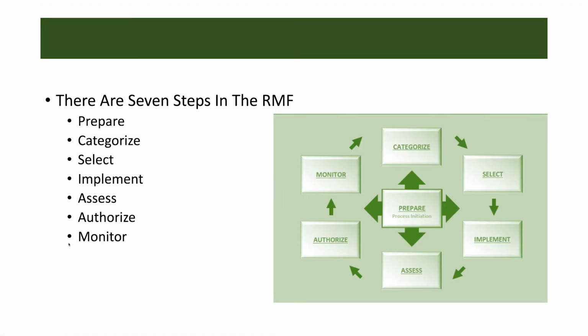There are 7 steps in the RMF version 2. These are the prepare step, the categorize step, the select step, the implement step, the assess step, the authorize step, and the monitor step.